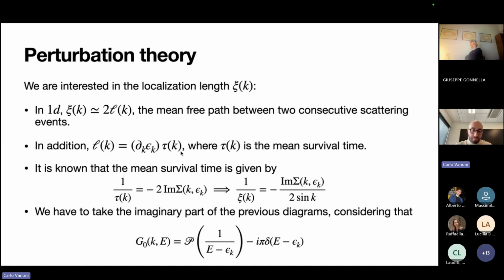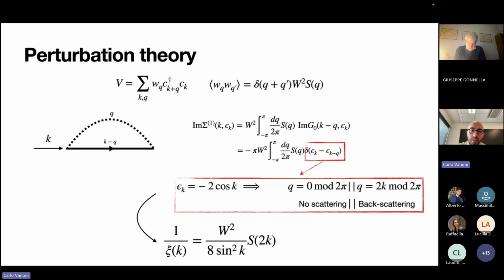So there is a velocity term in between, but they're simply related. And from the general theory of many-body systems, the inverse of the mean survival time is proportional, up to a factor of 2, to the imaginary part of the self-energy. So that diagram in the blob that I was showing you before, if you take the imaginary part, that will give you the inverse of the mean survival time, which is eventually proportional to the localization length, which is the thing we want to compute. And let me notice that the imaginary part is non-trivial because the self-energy will include propagators, and the propagator can be split into real and imaginary part in this way.